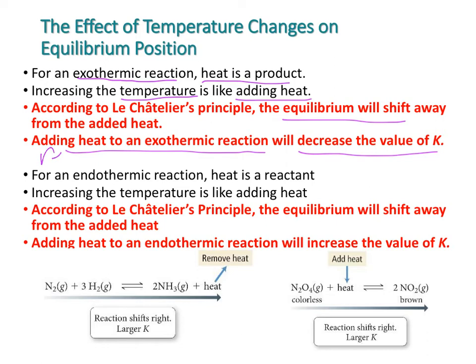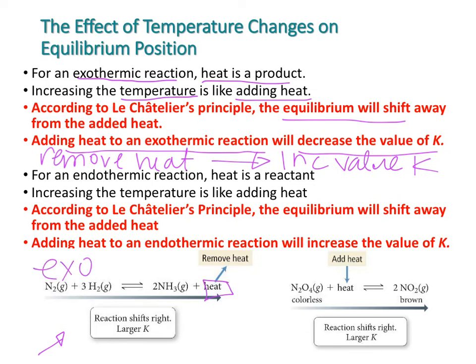If you remove heat from an exothermic reaction, this will increase the value of K. Here we have that example specifically, that's why I had to write it out. Here we have an exothermic reaction. It's giving off heat. This is exo. So heat is a product.